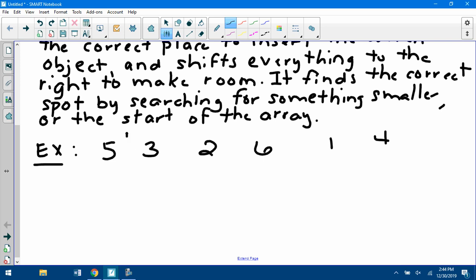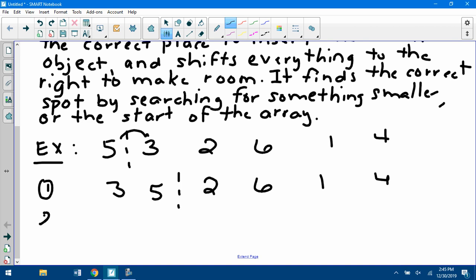So initially, we'll say 5 is sorted. So the first pass through, it's going to say, where should 3 go? Is 3 less than 5? Nope. We're at the start of the array. So what happens? Save 3, 5 shifts down. So this is 5 now. 3 gets inserted. Those are sorted. 2, 6, 4, 1 weren't even touched.